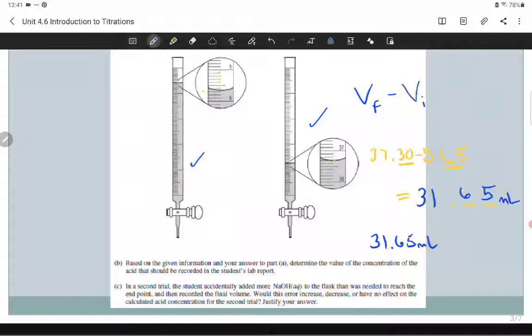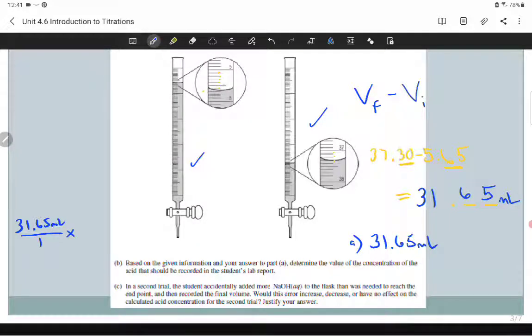I know we're already past this. Now part B, based on the information in your answer in part A. So this was my answer in part A. Determine the value of the concentration of the acid that should be recorded in the student lab report. So we're going to have to use answer A. Well, let me put it over here. 31.65 milliliters. And that is of the sodium hydroxide.